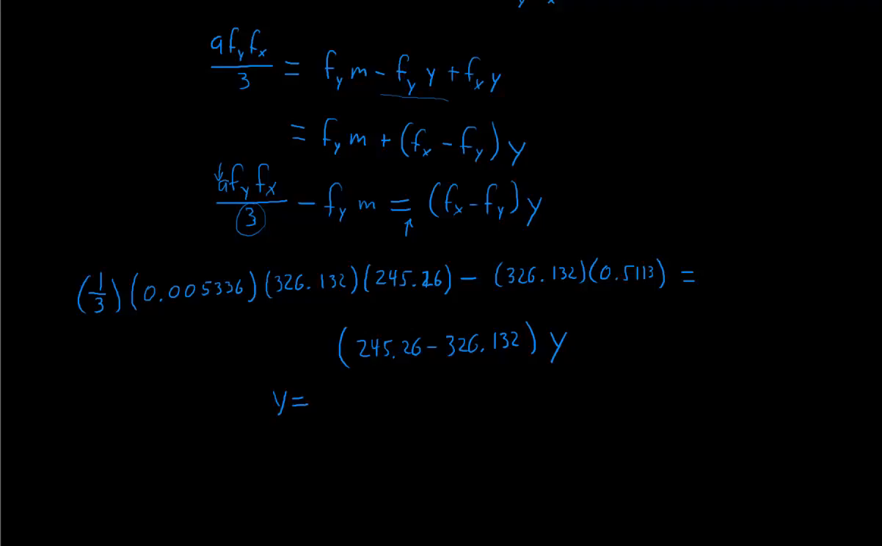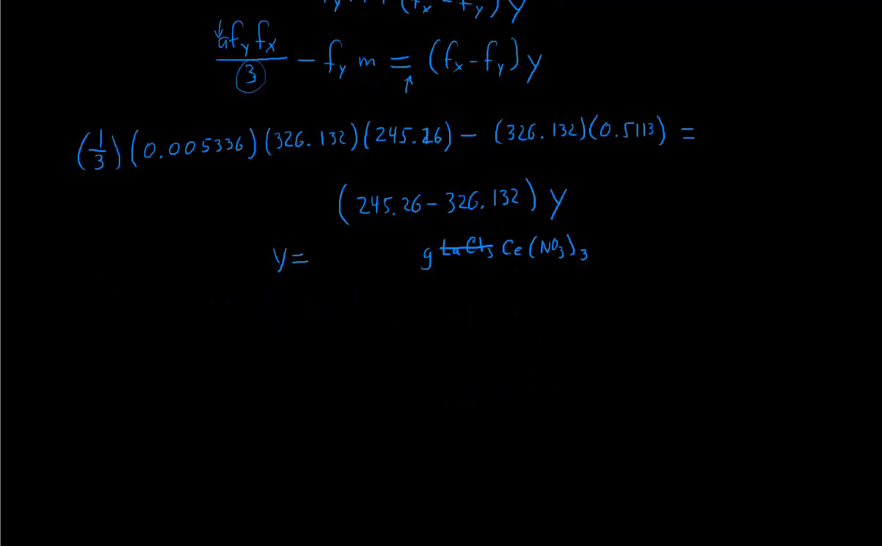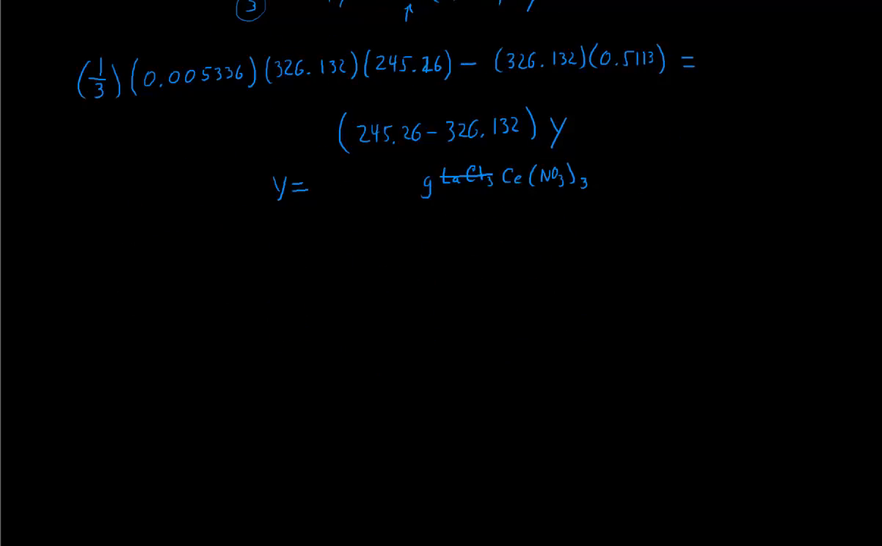And remember what y is? Y is the number of grams of lanthanum chloride that were in the sample. No, sorry. Not lanthanum chloride. Cerium nitrate. X is the lanthanum chloride. Alright, so how do we find the X? We can go back to our equation that says X is equal to M minus Y. We'll know what Y is. M is our sample, so 0.5113 grams minus whatever Y came out to be, and that's the number that we just solved for here.